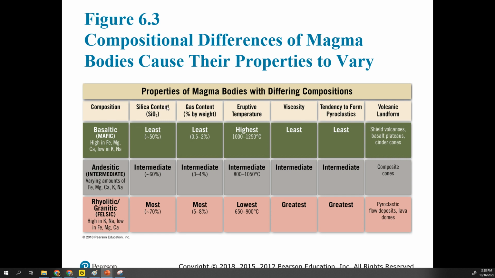But what's new here, what's being introduced here, is also the idea of how much gas the magma contains. So we have the most gas in our felsic magma, and then the trend is downwards as we decrease in silica content. We have less gas. The temperature scheme is also different here. Take a look. Our eruptive temperature is the highest for the basaltic magma, lower for intermediate, and the lowest for our felsic.